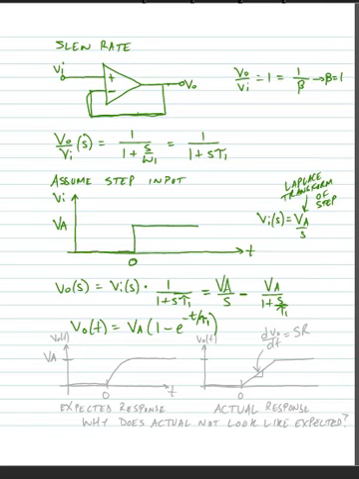Alright, so this is our expected response, and so we expect our output to look like this. So we put our step in, we expect our output to approach the amplitude of the input. So we come up to time 0, the step is applied, and our amplifier will respond exponentially, so we should get some kind of exponential rise up to the desired value of VA.